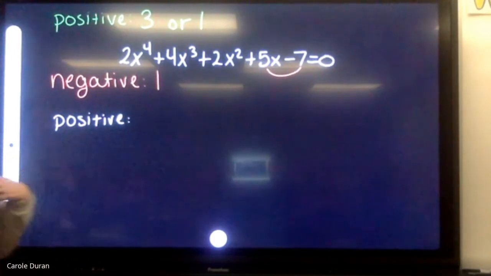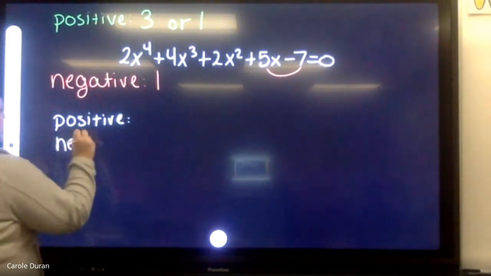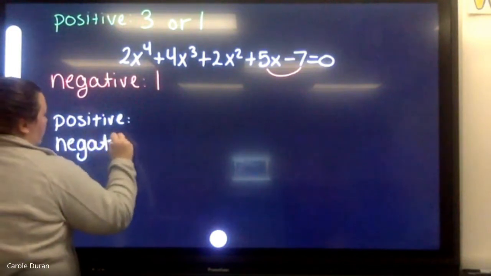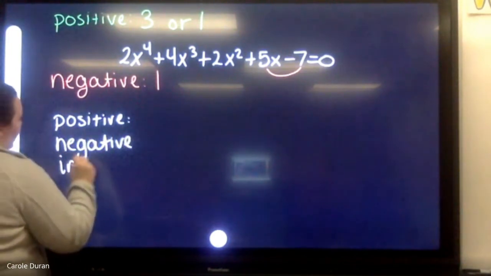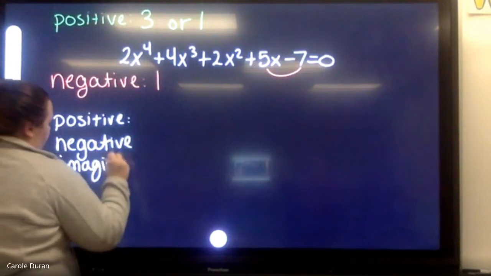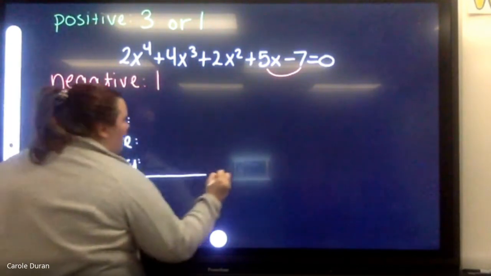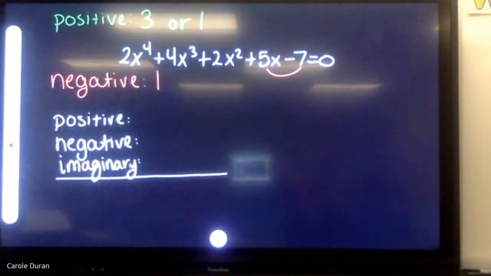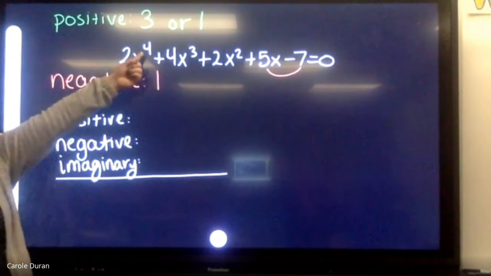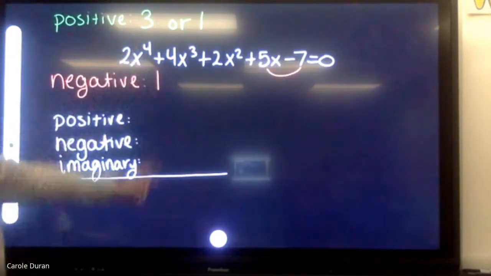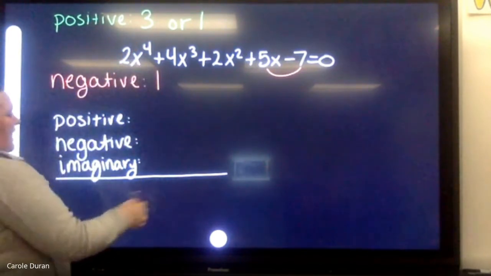Now we set up our little table. I have positive, I have negative, and then I will fill in the number of imaginary zeros that are required. And each of these columns has to add up to what? 4. The degree of my polynomial is 4. So each of these has to add up to 4.